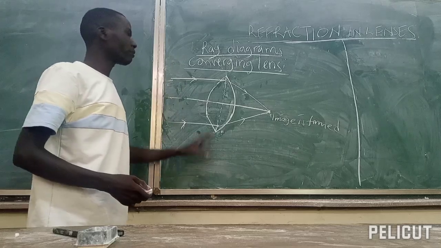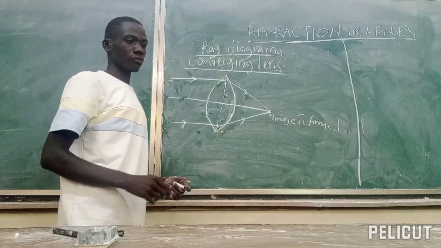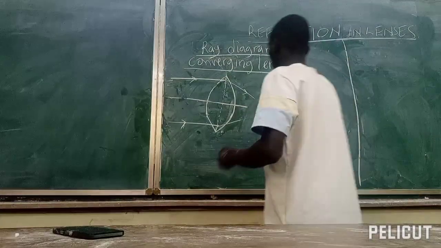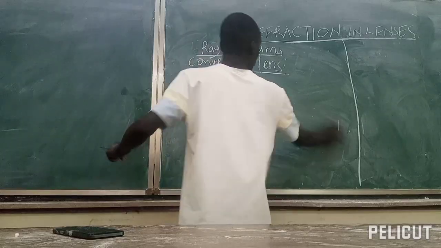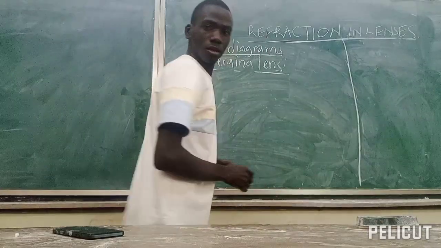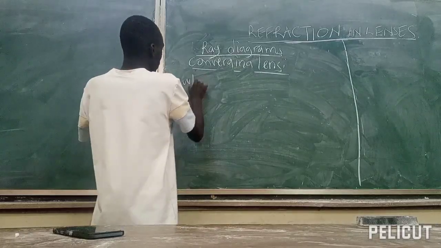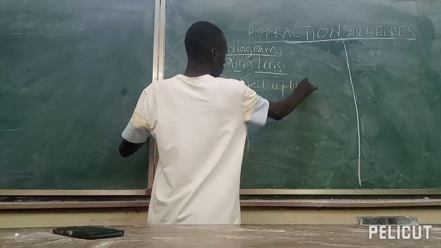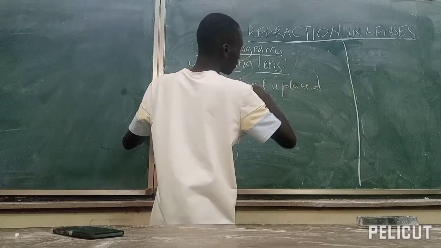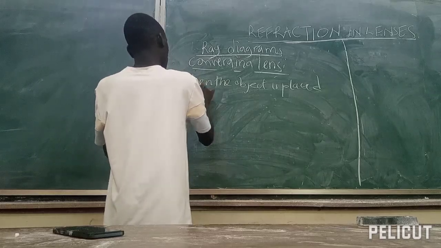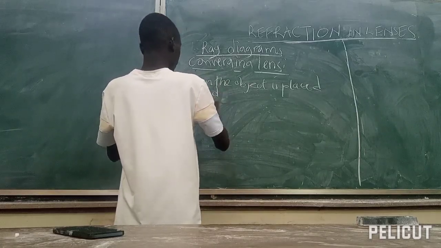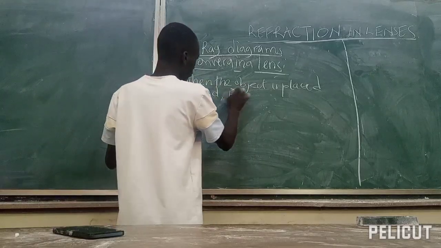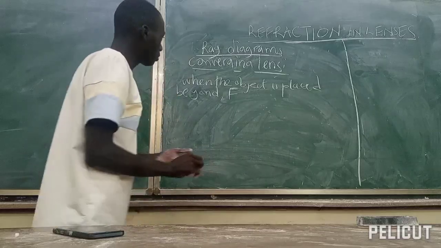Let us look at when the object is placed at different positions from the lens. So let us look at when the object is placed beyond F. When you say F, it is the focus. As you saw in the reflection of mirrors, F is the principal focus.